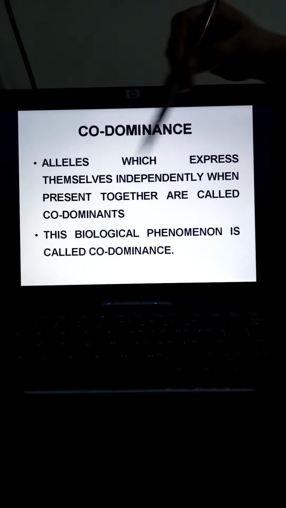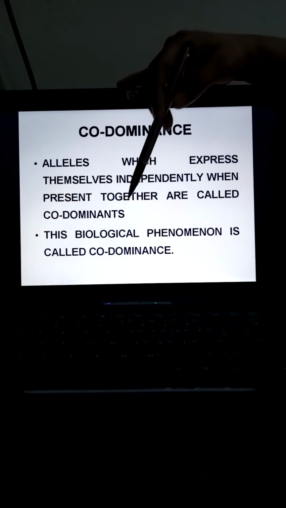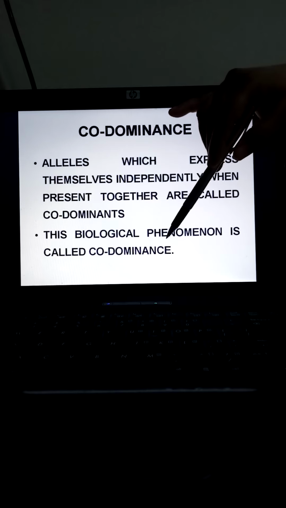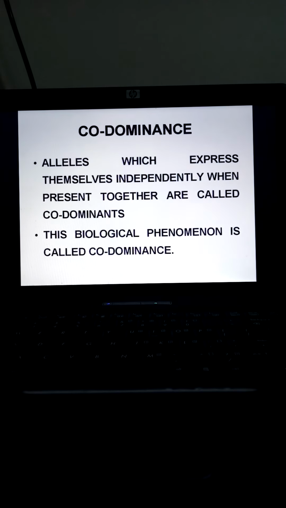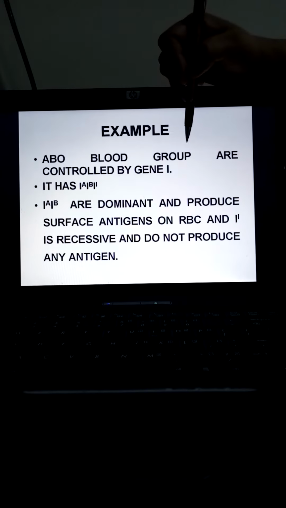Alleles which express themselves independently when present together are called codominant, and the phenomenon is called codominance. This codominance you can observe in the blood group inheritance of human beings. This is an example of codominance. We have four types of blood group: A blood group, B blood group, AB blood group, and O blood group. So we call it ABO blood group inheritance.